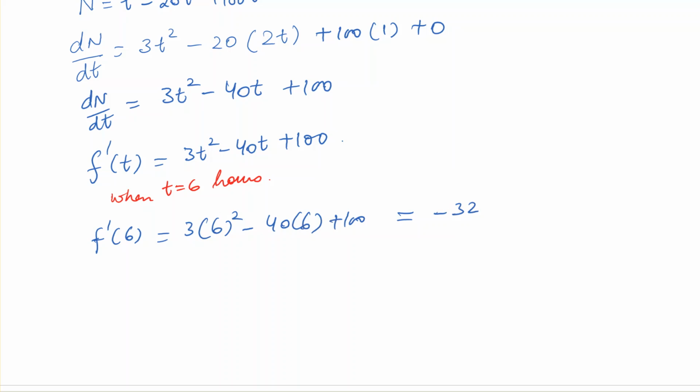So when time is 6 hours, the instantaneous rate of change of bacteria is negative 32, but remember, this is in thousands, so times 1000 per hour. So 32,000 bacteria are decreasing per hour because this is a negative slope. Negative slope indicates the decrease.